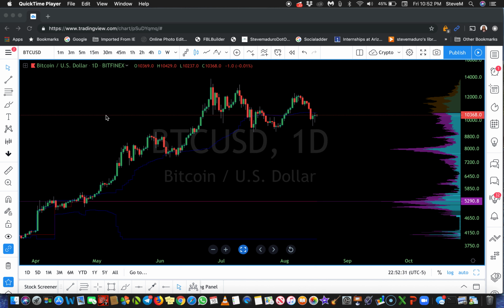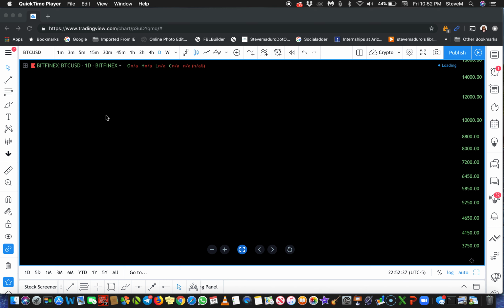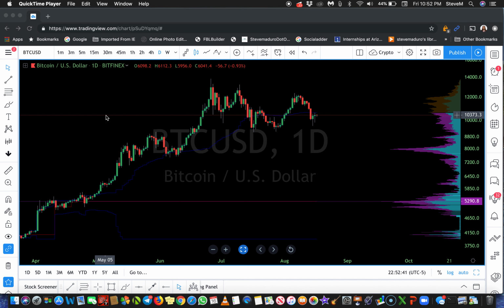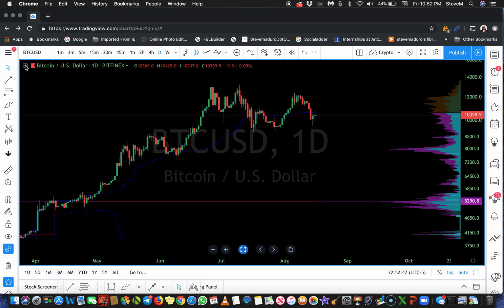All right, I'm going to show you guys how to set alerts on your charts in TradingView. Again, this is not a tutorial on how to set it up or how to get any of the indicators that I'm using. This is just how to set alerts. That's all this is going to do.